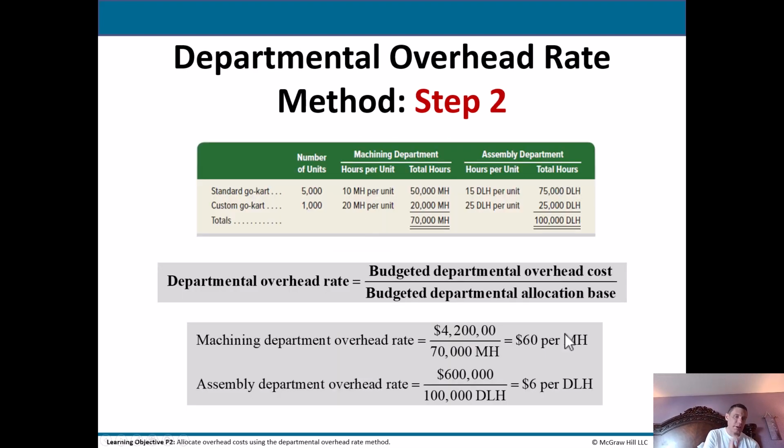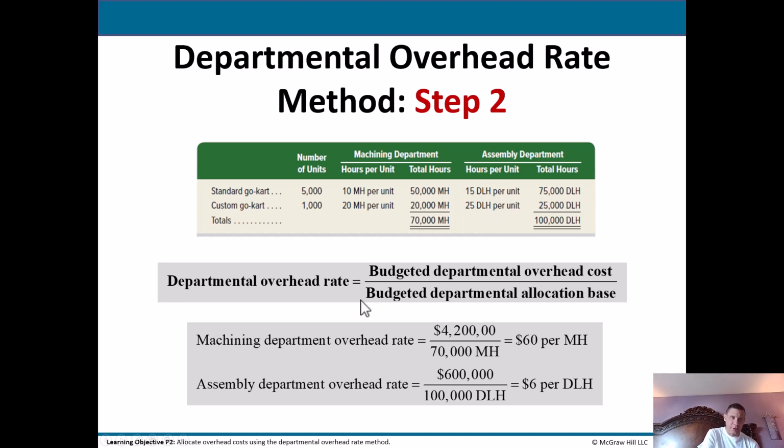For step 2, the first thing we're going to do is look up here. We can see the number of units: 5,000 for the standard versus 1,000 for the custom. They have 10 machine hours per unit and 20 machine hours per unit. So again, the custom is taking double the number of machine hours than the standard. So we've got 50,000 machine hours for the standard and 20,000 for the custom in the machining department. And then over here it changes a little bit. Now they're using direct labor hours: 15 direct labor hours, 25 direct labor hours.